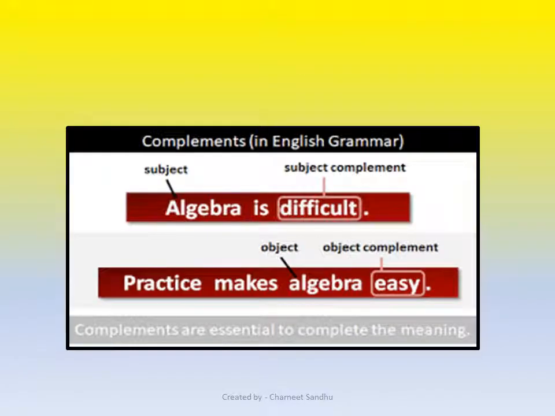Let us quickly recall the concept. Algebra is difficult. Here, algebra is the subject. Is is the helping verb. And subject complement is difficult. Practice makes algebra easy. Direct object here in this sentence is algebra. And the object complement is easy. So complements basically are essential to complete the meaning.